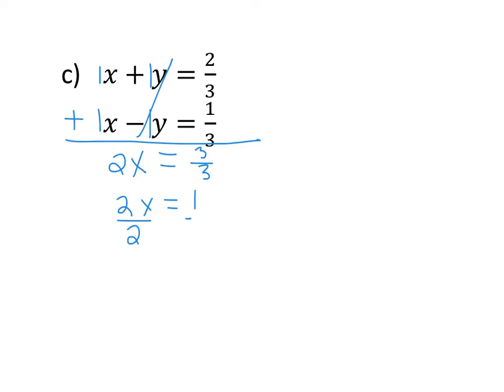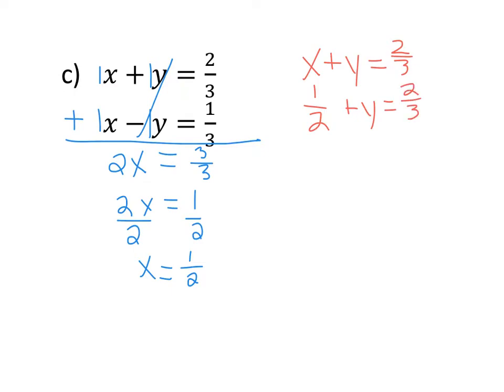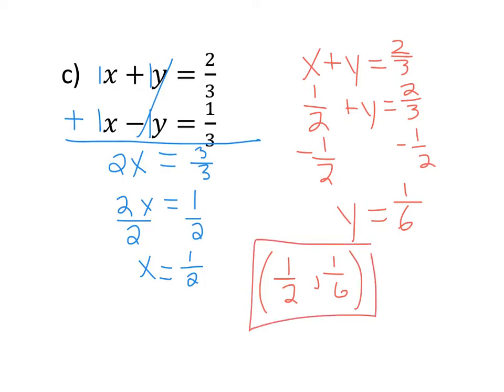Let's solve for x by dividing by 2. X equals 1/2. Pick an equation. I'll choose the first one. X plus y equals 2/3. I have 1/2 for x, so 1/2 plus y equals 2/3. Subtract 1/2. You can go ahead and use your graphing calculator. You can type in 2/3 minus 1/2 and use math enter, and it will give you a result of 1/6. So y equals 1/6. So the solution to this system, or in other words, where the lines intersect, is at 1/2, comma, 1/6.